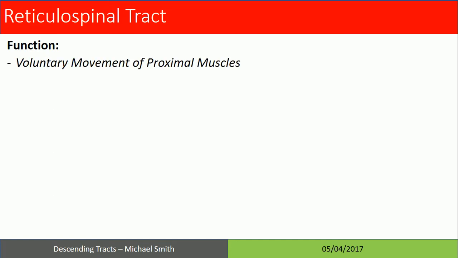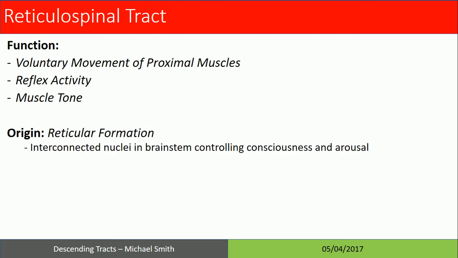Next, we have our reticulospinal tract. So this gives us voluntary movement of our more proximal muscles. And the reticular formation from which this originates is one of the very old parts of our brain. So that's why it provides movement to our proximal muscles. So it's very basic movements. It also gives you some reflex activity and muscle tone.